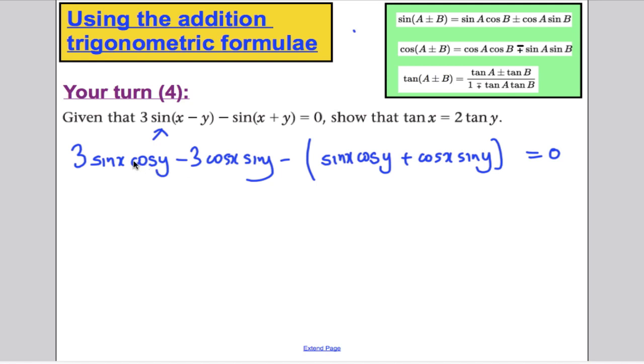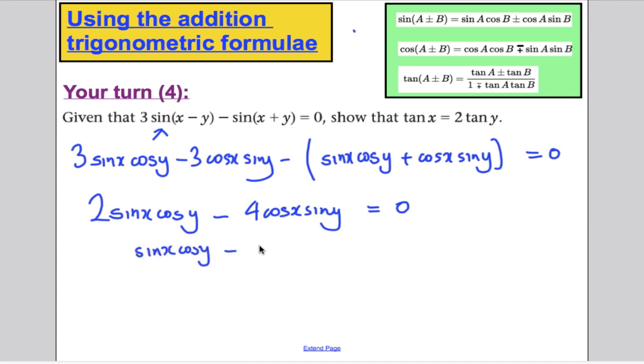Okay, now we just do the subtraction. This is 3 sine x cos y minus sine x cos y, so we have 2 sine x cos y. And here we have negative 3 cos x sine y, and subtract another cos x sine y, so we'd have subtract 4 cos x sine y equals 0. And what we could do is divide everything by 2, so we'd have sine x cos y subtract 2 cos x sine y equals 0.